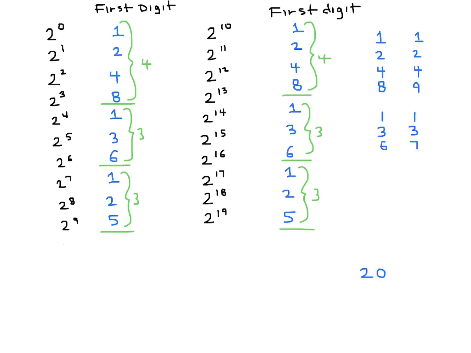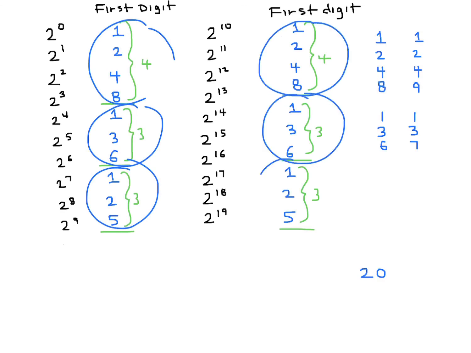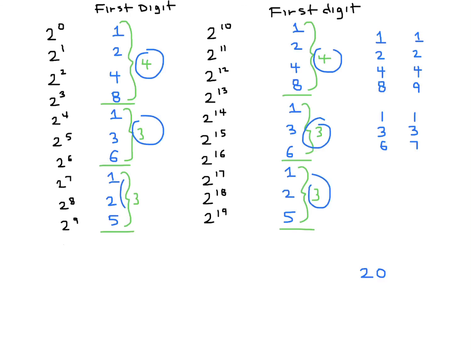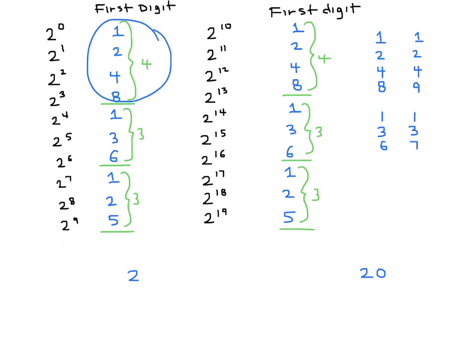Now, how many little subsets do I have? I've got 1 here, 1 here, 1 here, 1 here, here, and here. I've got 6 of them, right? Great, 6 little subsets. But I'm going to break them up into subsets of 4 and subsets of 3. How many subsets of 4 do I have? I've got 2 of those, this one and this one, and each of them has 4 numbers in it.